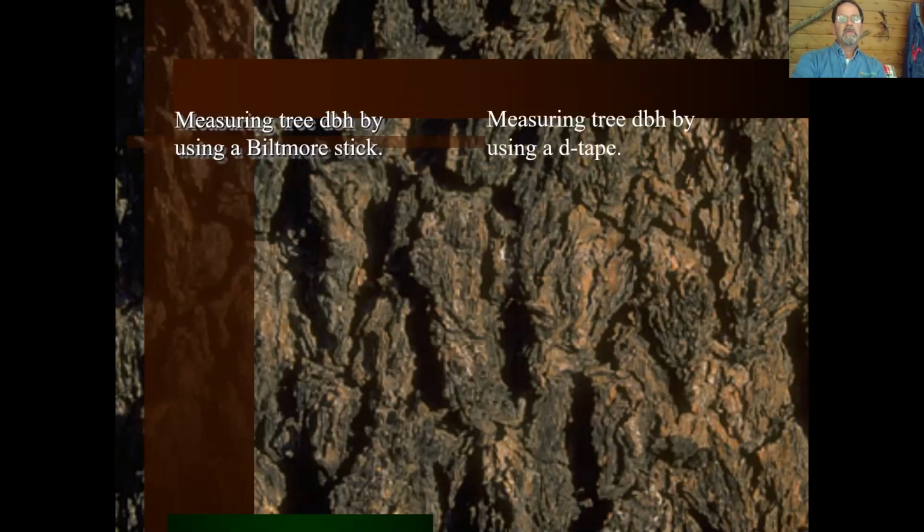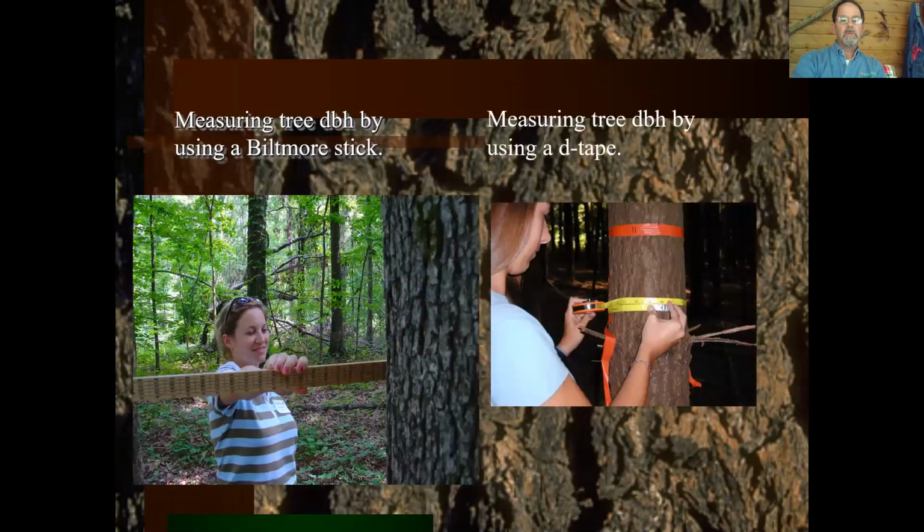Here's an example of measuring the diameter with a Biltmore stick or with a D-tape, a diameter tape. The diameter tape is more accurate, but it's also more time consuming. So oftentimes foresters just use a Biltmore stick, or if they get good enough at it, they just do an ocular estimate. We know what an 18-inch diameter tree is, and then periodically we check ourselves to make sure that we're accurate.